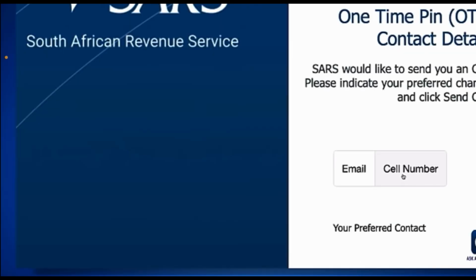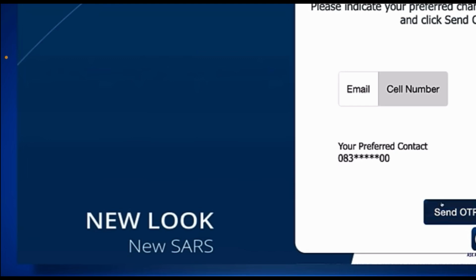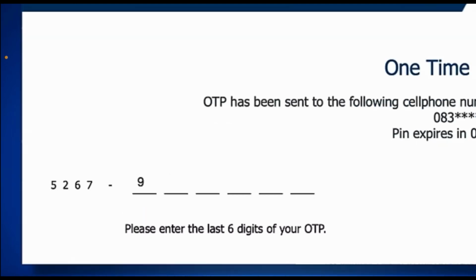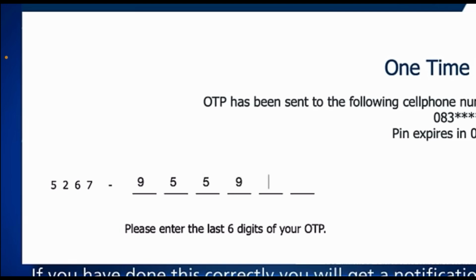And it's going to ask you to verify with an email or cell phone number. I opt for cell phone number, and it's going to send you a confirmation OTP pin of 6 digits. And you wait for it and you type it in, and guess what? You are done. You got your SARS number.